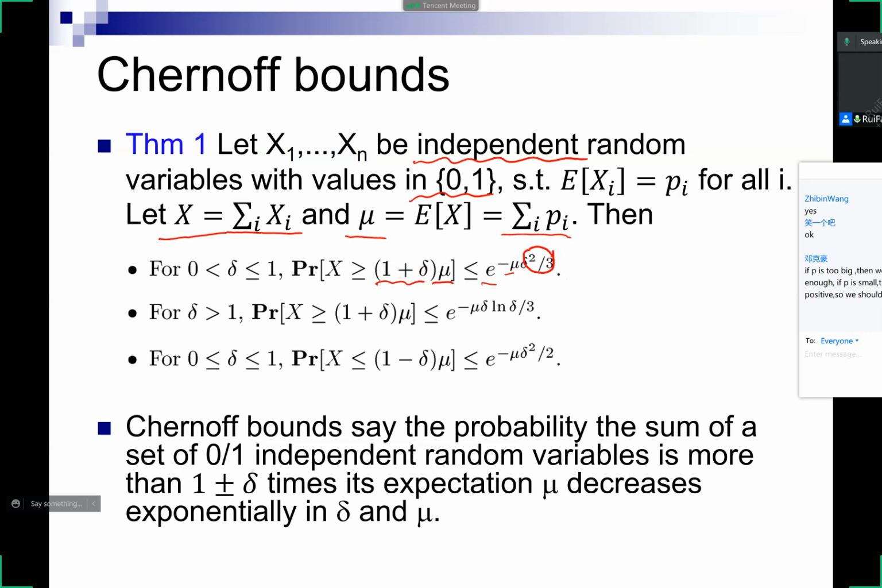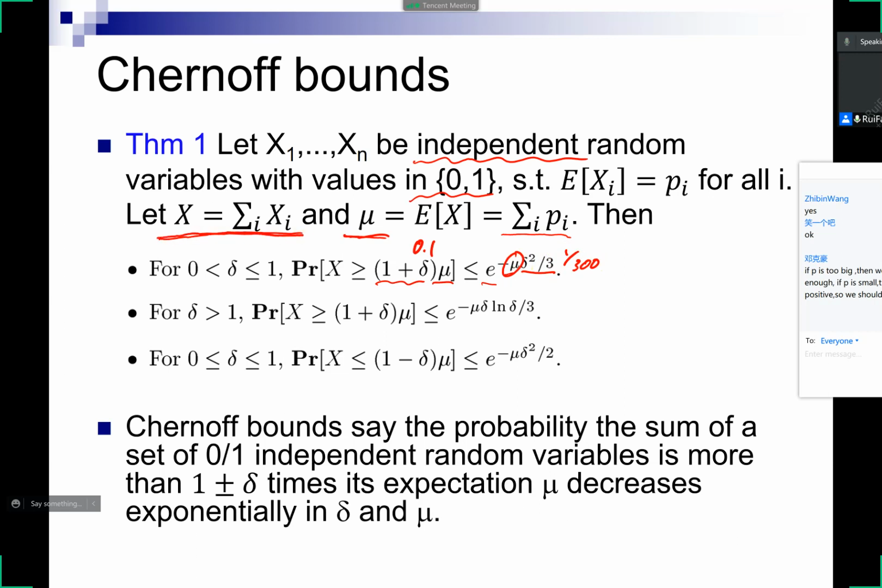So if you set delta here to be 0.1, then delta squared over 3 is what? It's like 1 over 300. Okay, right. So it's just some sort of constant over here. And this mu, right? This mu is your expectation, the expectation of this sum over here.